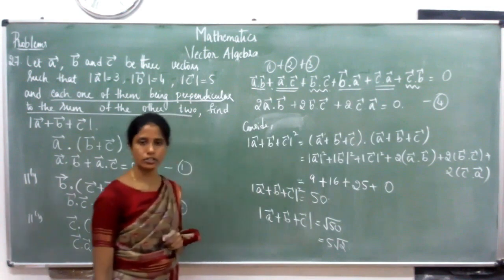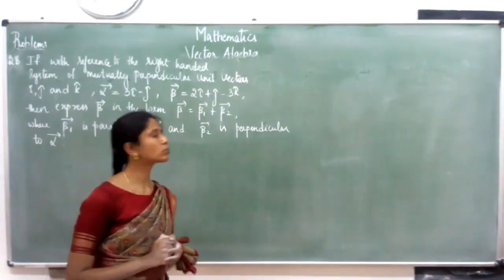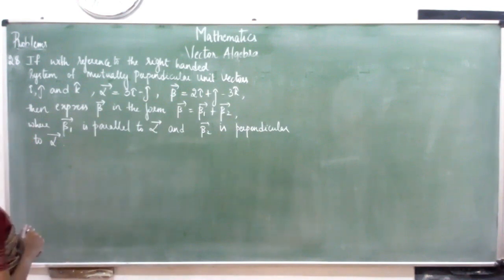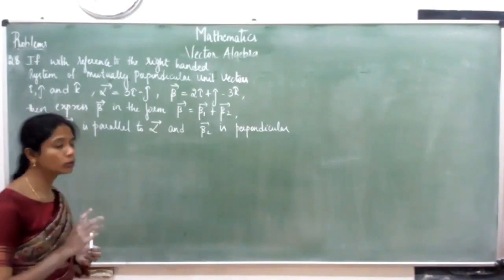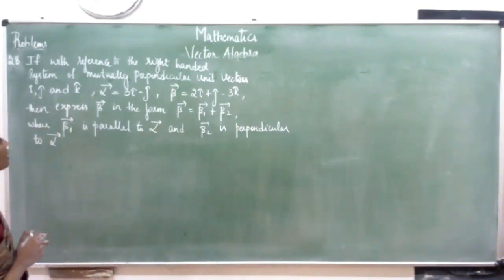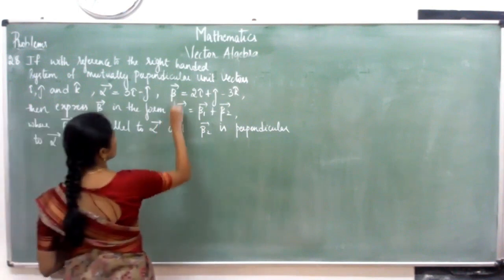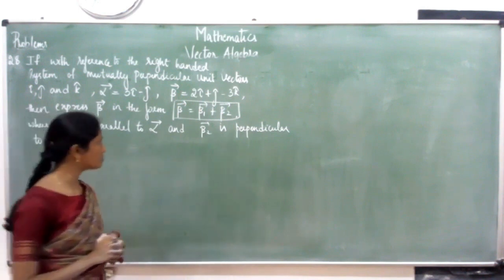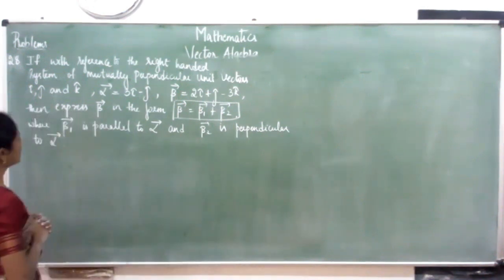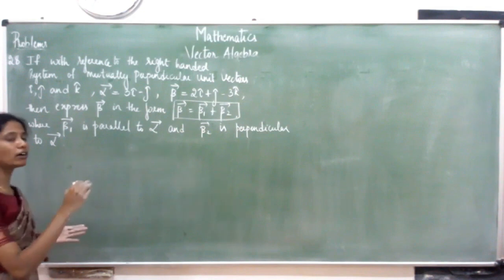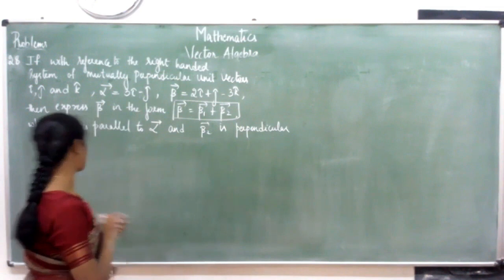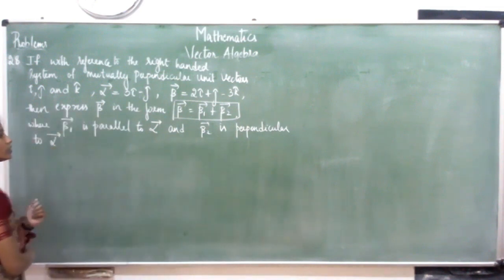Understood? Next problem. Here they have given that i cap, j cap and k cap are mutually perpendicular unit vectors, and they have given 2 vectors alpha and beta. We need to express vector beta in the form of vector beta 1 plus beta 2. And here they have given that beta 1 is parallel to alpha and beta 2 is perpendicular to alpha. So let us pick up the first clue given.